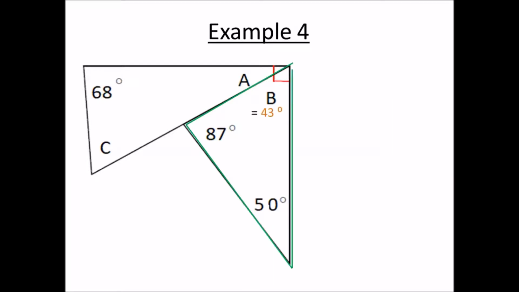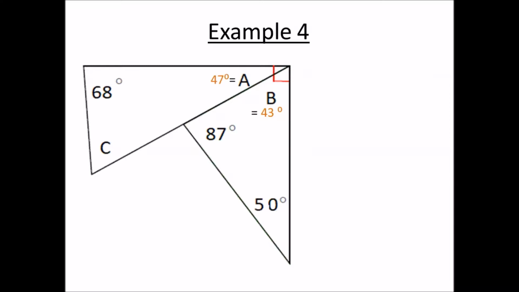Okay? So what else do we know from here? We know that this little box right there tells me that it is a right angle. So the right angle equals 90 degrees. So the two angles A and B need to add up to 90 degrees. So if we found what angle B is, we can use that information to find out what angle A is. So 90 degrees minus 43 degrees is equal to 47 degrees. So angle A is 47 degrees.